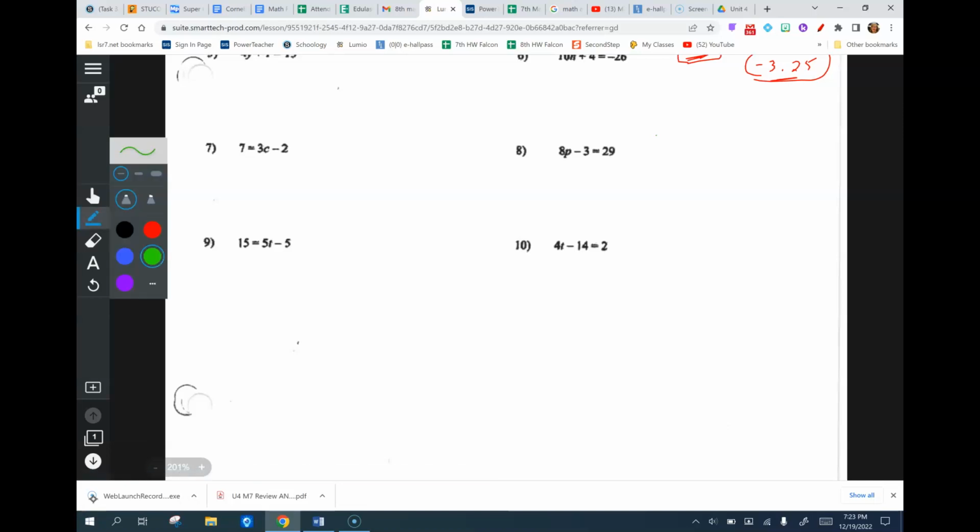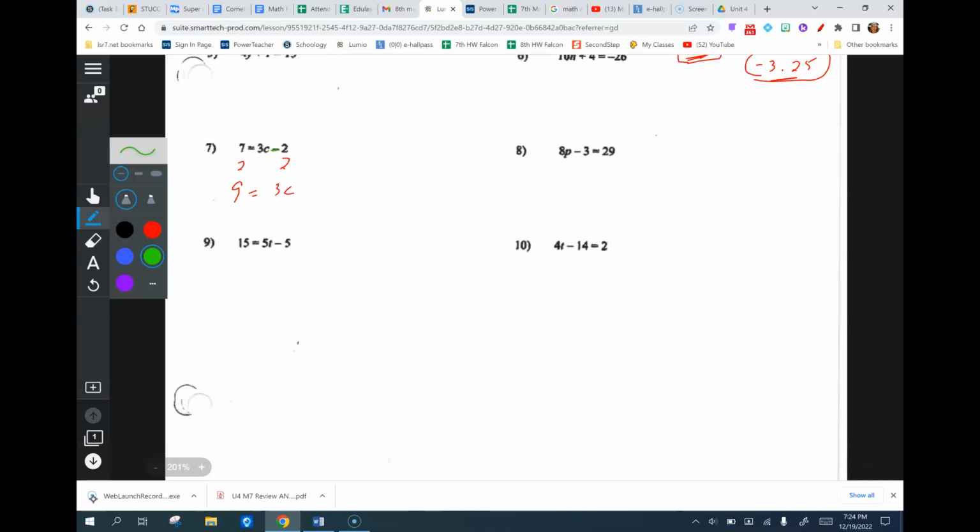Okay, so look at number 8. This is where it's a little tricky. Let's do 7 first. Look at number 7. I want to get rid of the 2. It's connected by subtraction. So what am I going to do? I'm going to add a 2 to both sides. So I get 9 is equal to 3c.